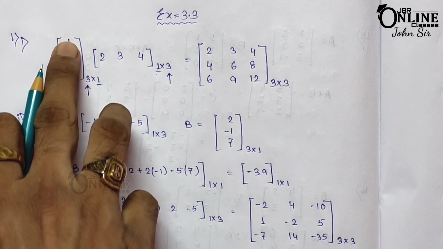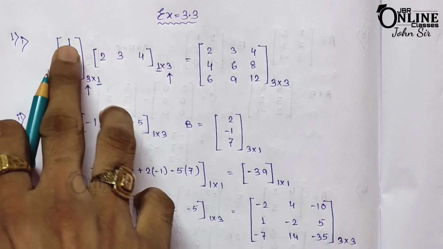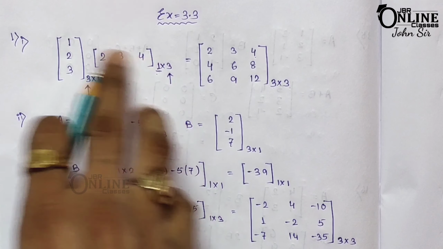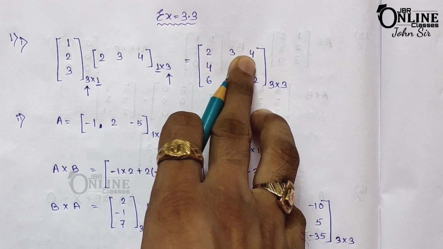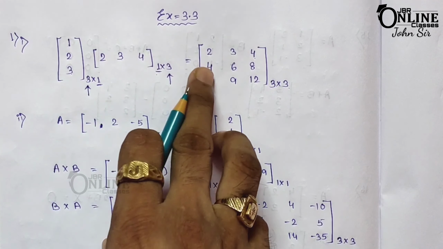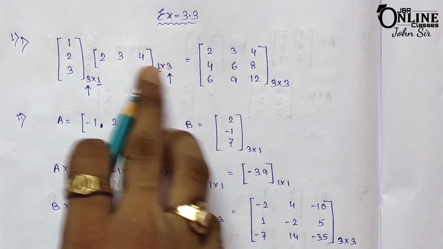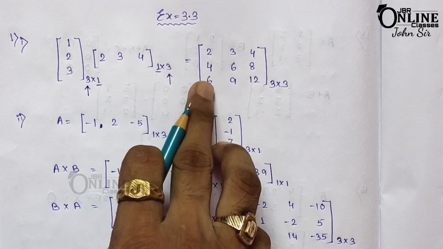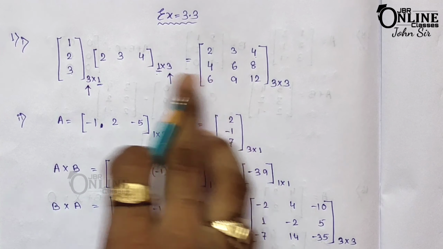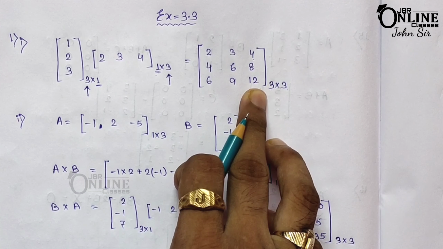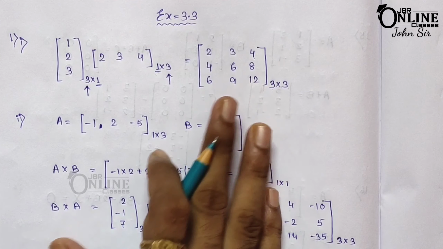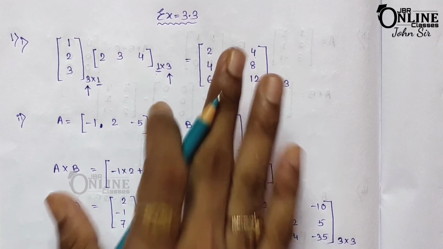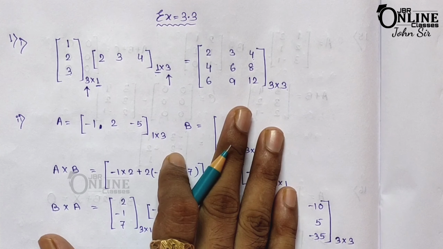So here 2 into 1 is 2, then 3 into 1 is 3, then 4 into 1 is 4. Next, 2 into 2 is 4, 3 into 2 is 6, 4 into 2 is 8. Next, 2 into 3 is 6, 3 into 3 is 9 and 4 into 3 is 12. So there are a total of 9 elements in this product matrix.